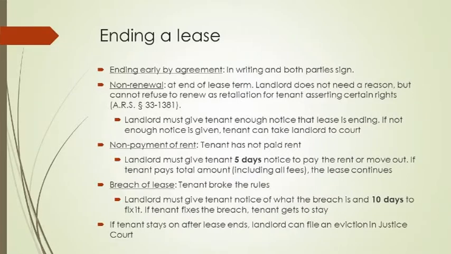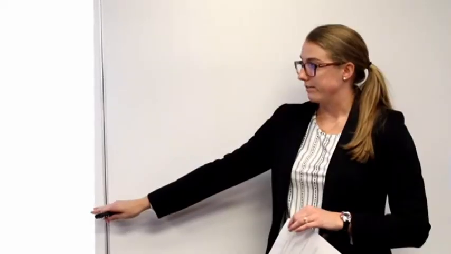Another way that the lease can end is if there's a breach of the lease, and what that means is that a party has broken the lease. So if the tenant breaks the lease, the landlord can evict them for that. For this, the landlord needs to give the tenant a 10-day notice, and that notice needs to say what the tenant has done to break the lease, which part of the lease they've broken, so whichever section it is that they broke, what action they took that broke that section, and that they have 10 days to resolve the problem or the lease will end.